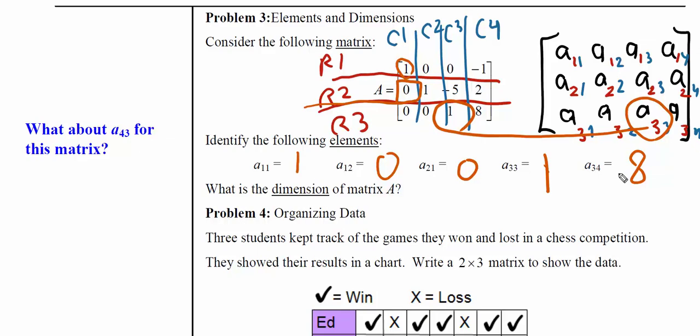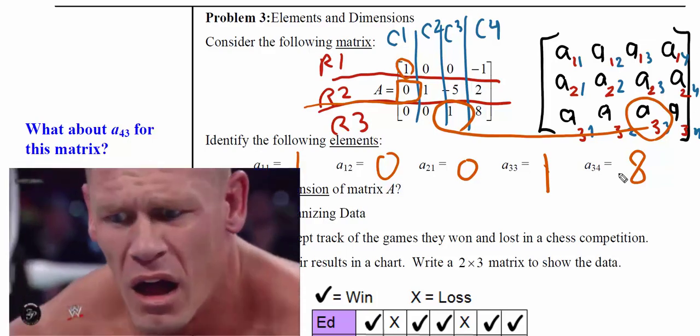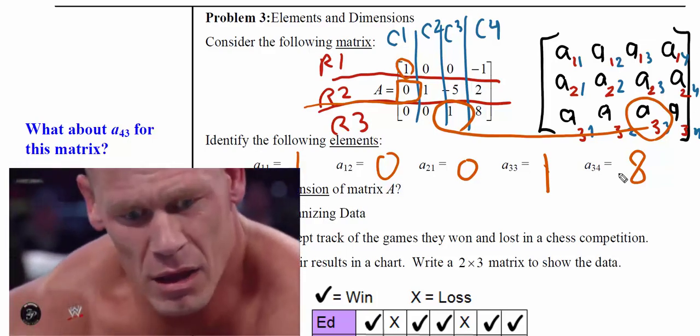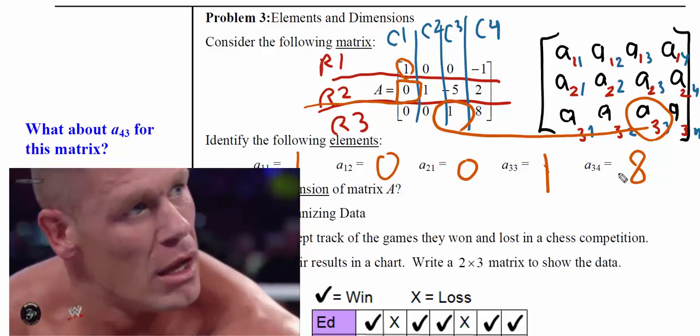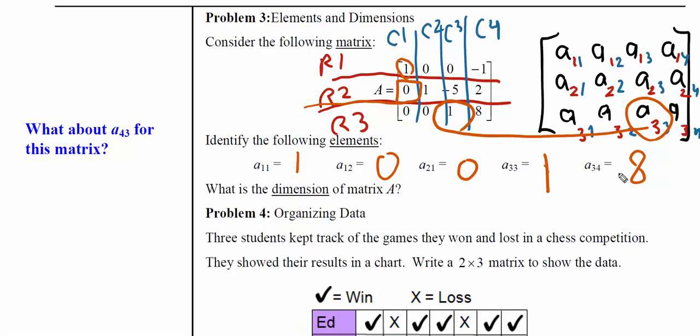As far as something like A43, A44, that would mean we're looking for something in the fourth row, third column. However, this matrix does not have a fourth row. So for example, something like A43, we would say that it does not exist. Does not exist. Okay? Never tell me that it's 0, because 0 actually is a value.